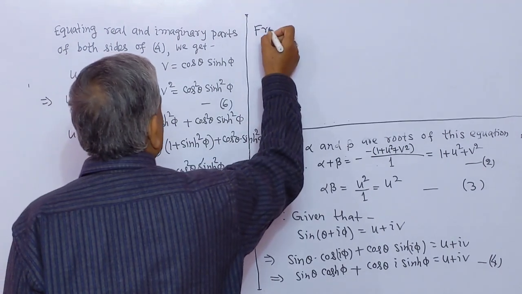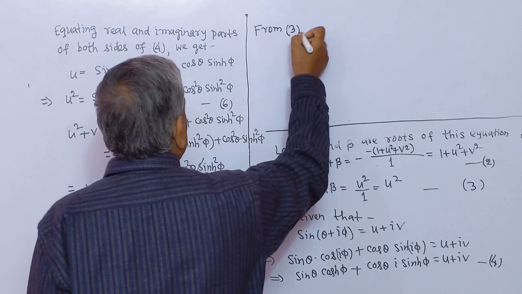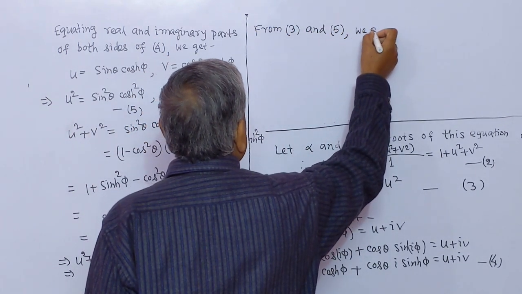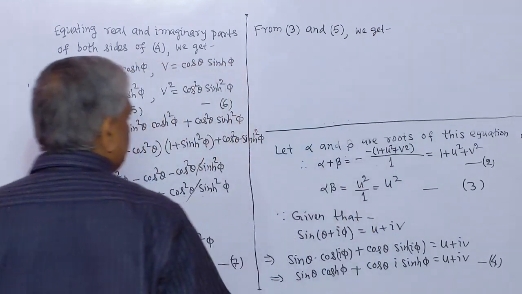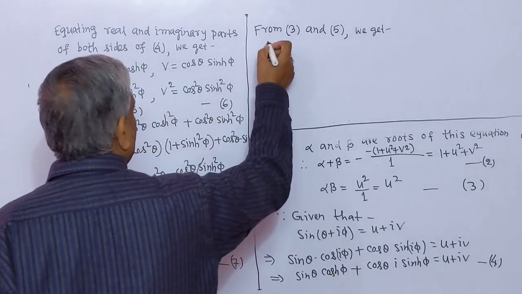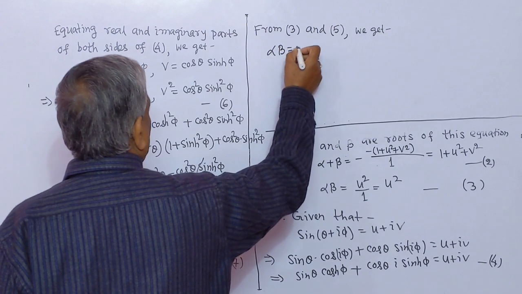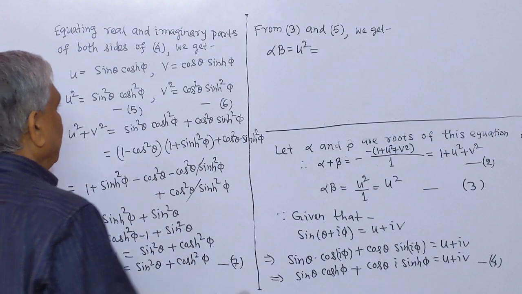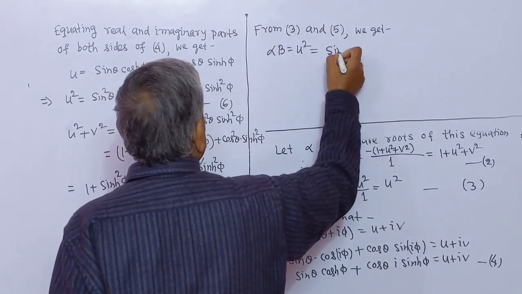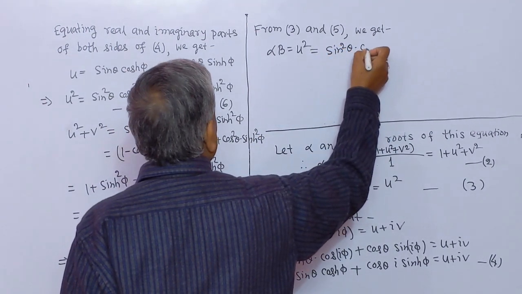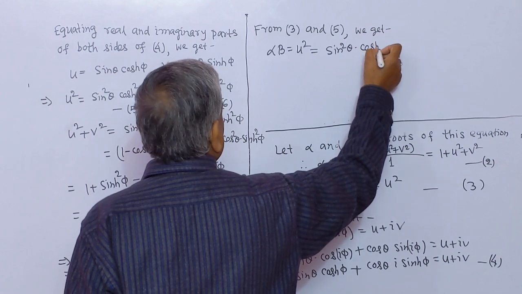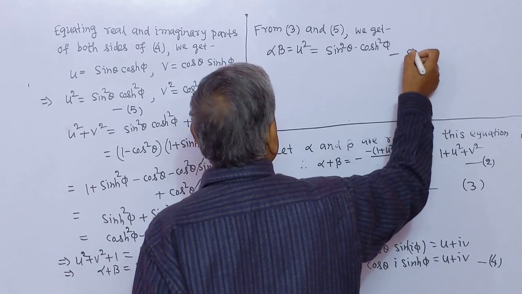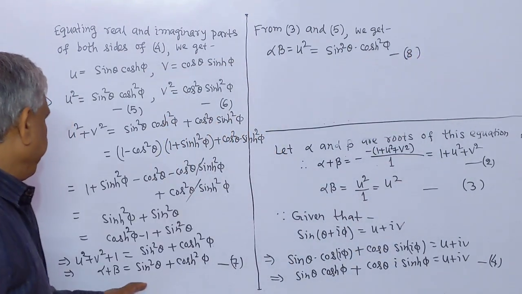From 3 and 5 we get, in 3, alpha multiply beta, alpha beta equal to u square, and here in 5, u square is sine square theta cosh square phi. This is number 8.